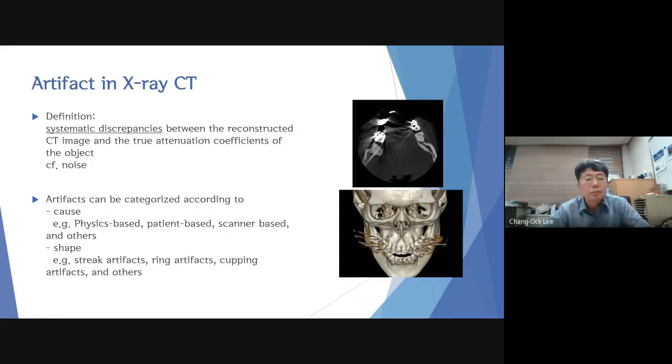So there are a lot of classifications. The definition of an artifact is a systematic discrepancy between the reconstructed image and the actual one. Artifacts can be categorized according to the cause and the shape. The first cause is physics-based, like beam hardening or scattering. There are also patient-based artifacts, like motion artifacts, or scanner-based ones: if the scanner has a malfunctioning part, it causes some artifact. Or in the case of cone-beam CT, at the bottom or top, there is a cone-beam artifact also.